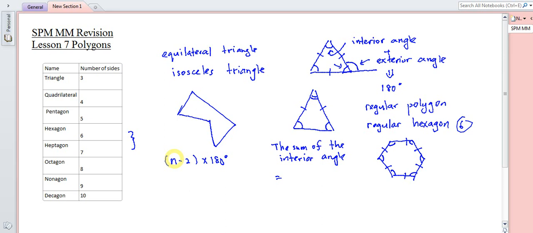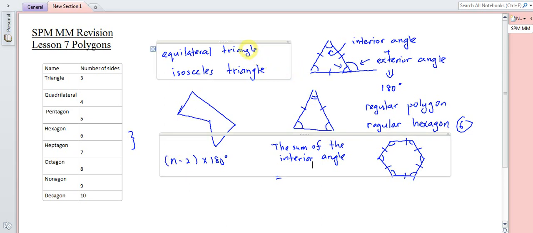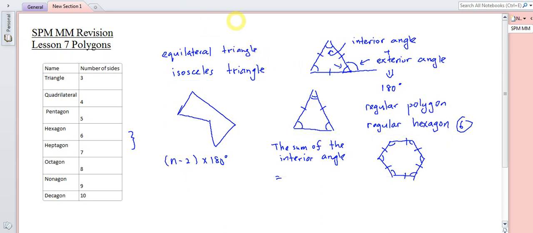So now I want to calculate the sum of the interior angles for a hexagon, right? Hexagon has 6 vertices, so I just use 6 minus 2 times 180. Okay, just press the calculator. You will get 720. So we know that all these angles added together will be equal to 720.